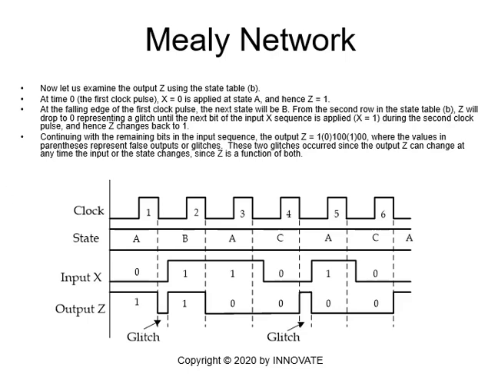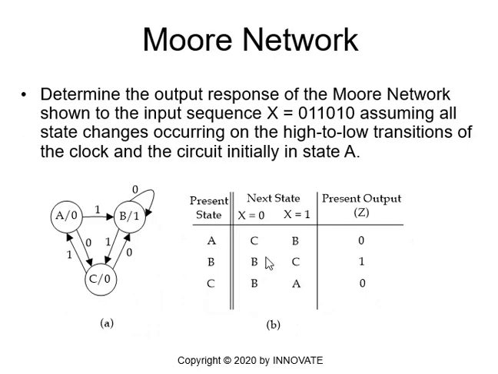Now, the remedy for these glitches is the Moore network, because in the Moore network, the output Z depends only on the state. So Z will occur at the trailing edge or the negative edge of the clock, or the positive edge of the clock. It depends on the type of flip-flops used. In this example, we will consider a Moore network, and we would like to see the output Z when the input is 0, 1, 1, 0, 1, 0, assuming all the state changes occur at the high to low, or trailing edge of the clock.